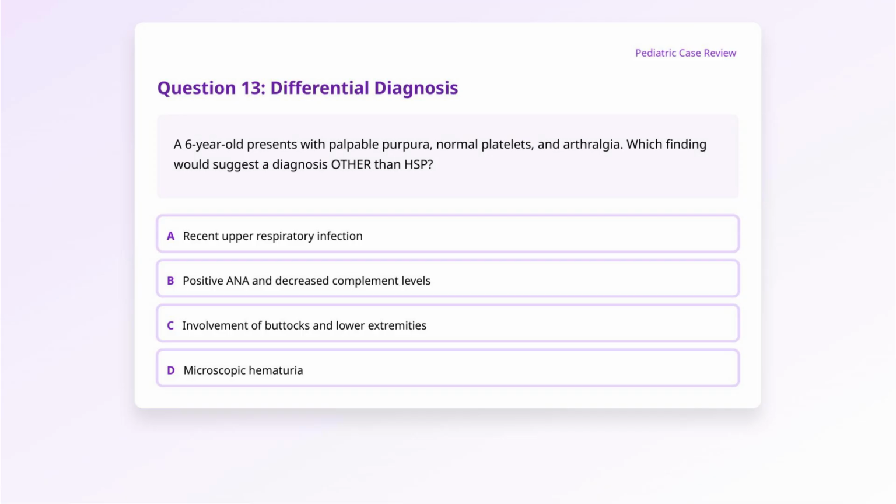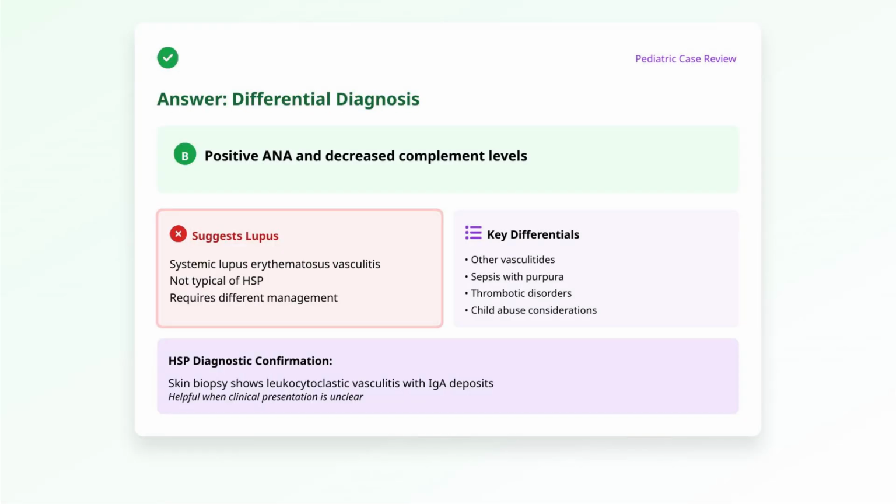A 6-year-old presents with palpable purpura, normal platelets, and arthralgia. Which finding would suggest a diagnosis other than Henoch Schönlein Purpura? A. Recent upper respiratory infection. B. Positive antinuclear antibody and decreased complement levels. C. Involvement of buttocks and lower extremities. D. Microscopic hematuria. The correct answer is B.